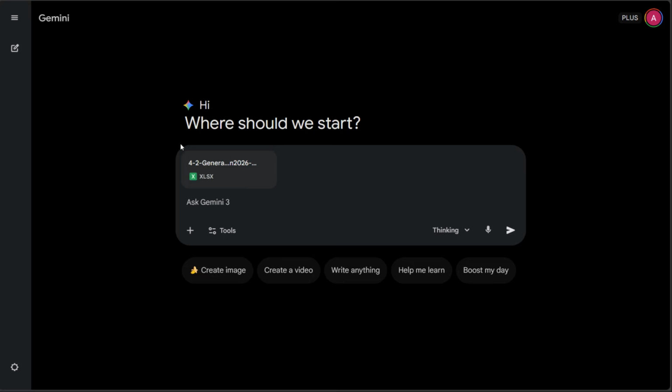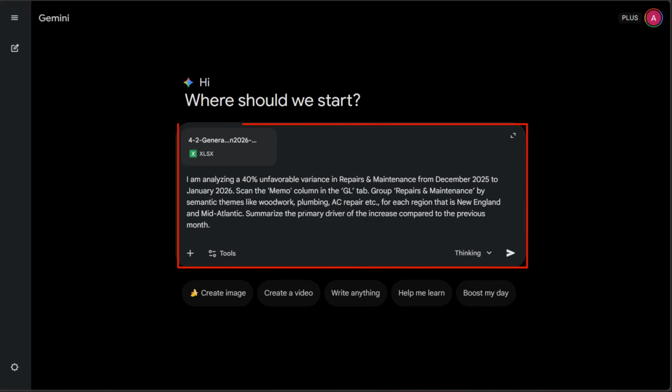We upload the GL into Gemini. We use this prompt. I am analyzing a 40% unfavorable variance in repairs and maintenance from December 2025 to January 2026. Scan the memo column in the GL tab. Group repairs and maintenance by semantic themes like woodwork, plumbing, AC repair, etc. for each region that is New England and Mid-Atlantic. Summarize the primary driver of the increase compared to the previous month.